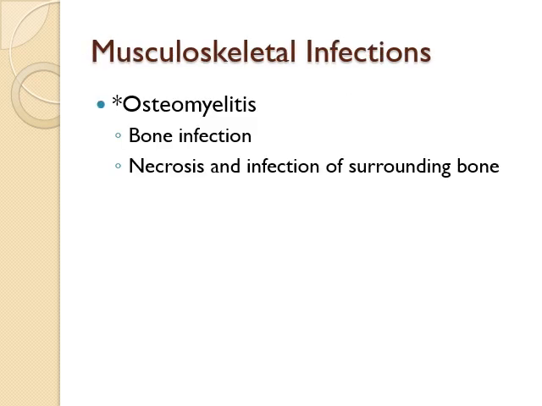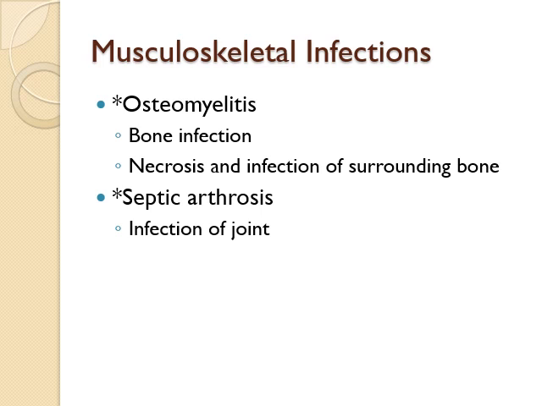Musculoskeletal infections. There are some things that actually do affect the musculoskeletal system. Osteomyelitis is a bone infection. You basically get necrosis and infection of the surrounding bone. This is always a concern, particularly if someone has a compound fracture. There's always worry about a bone infection, and usually those people are treated with prophylactic IV antibiotics to make sure that they don't get a bone infection.